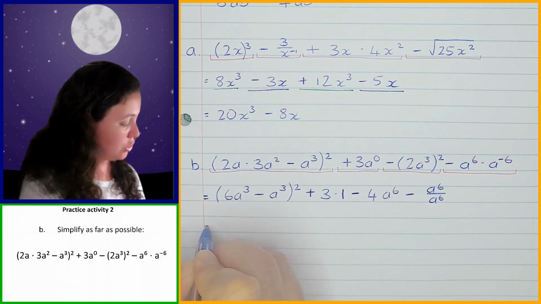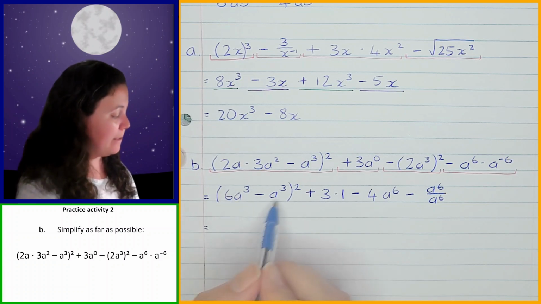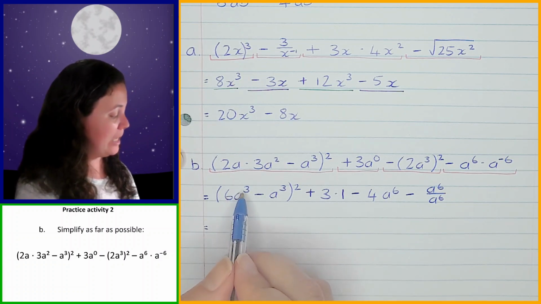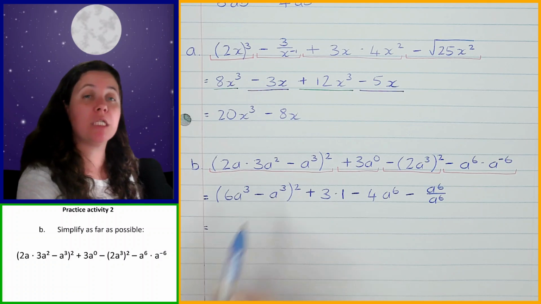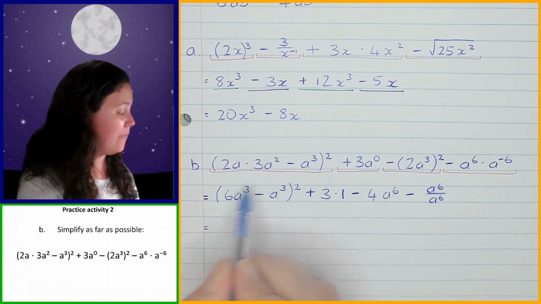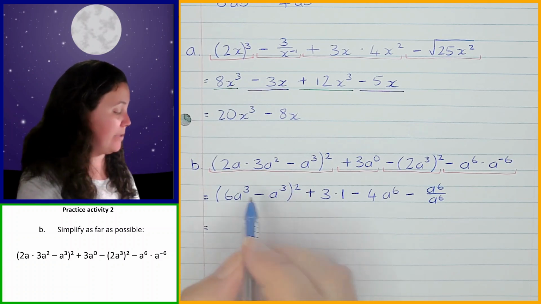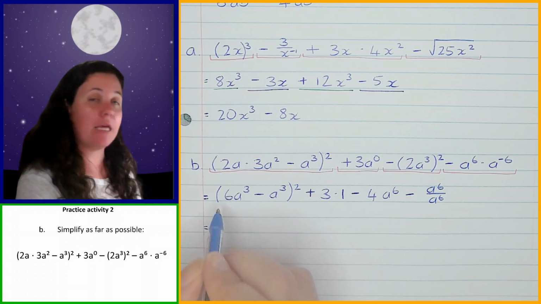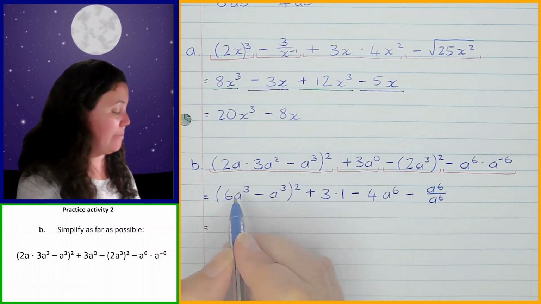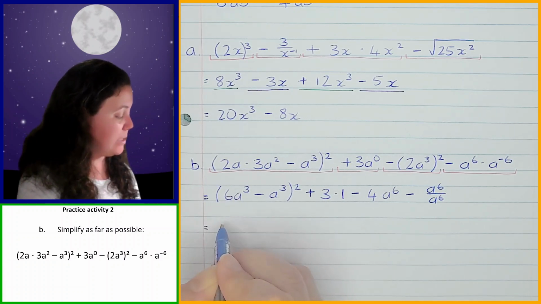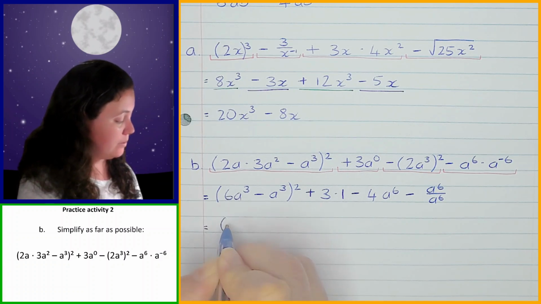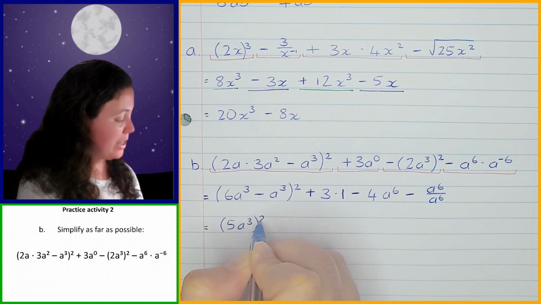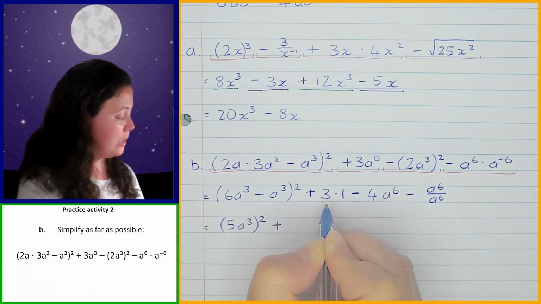Okay, so now I'm going to go and simplify this further. So over here, the 6a cubed minus a cubed, I can't square it yet because I still have 2 terms inside my brackets over here. So I'm going to go and simplify that. They are like terms, so I can simplify them. 6a cubed minus a cubed is 5a cubed.